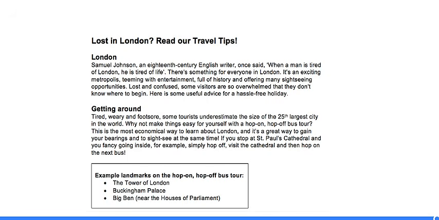Getting around. Tired, weary and footsore, some tourists underestimate the size of the 25th largest city in the world. Why not make things easy for yourself with a hop-on, hop-off bus tour? This is the most economical way to learn about London, and it's a great way to gain your bearings and to sightsee at the same time. If you stop at St. Paul's Cathedral and you fancy going inside, for example, simply hop off, visit the cathedral, and then hop on the next bus. Example landmarks on the hop-on, hop-off bus tour: the Tower of London, Buckingham Palace, Big Ben, near the Houses of Parliament.